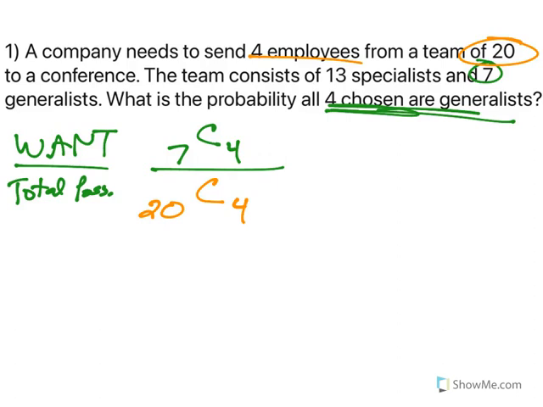So the denominator is if I have 20 people and I'm choosing 4, how many possibilities do I have? Notice we're using combinations because we don't care what order. I just need 4 people. I don't care who's chosen first and who's fourth. You're all going to the same conference.